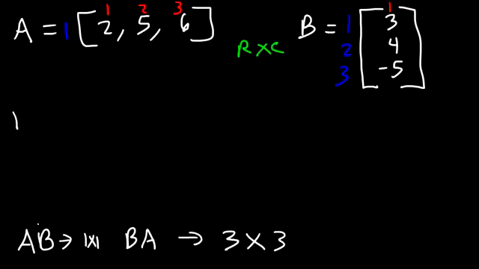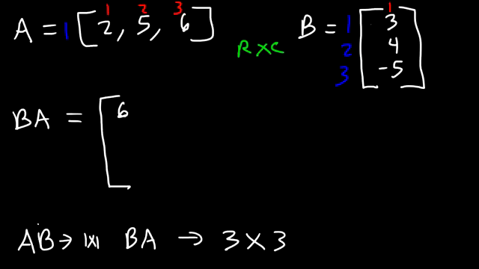So let's show that it's going to be a 3 by 3 matrix. So we're going to start with B. So remember, it's row by column. So the first row times the first column. So that's going to be 3 times 2. And that entry is going to go in the first row, first column. So 3 times 2 is 6.